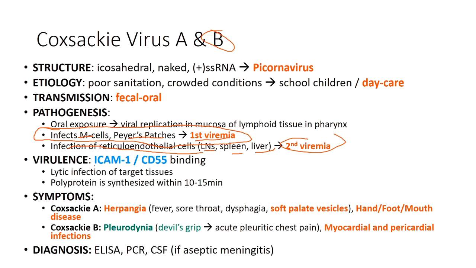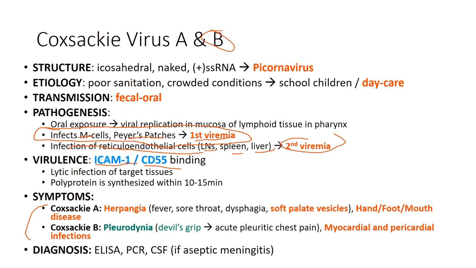So the virulence, as far as where it binds in the respiratory tract, is ICAM-1 or CD55 binding. CD55 is your DAF, and a deficiency in that causes a bleeding disorder that you have talked about in PATH. And it causes lytic infections of target tissues. Polyprotein is synthesized within actually a few minutes once it enters. And the symptoms of disease that this causes depend on what virus it is.